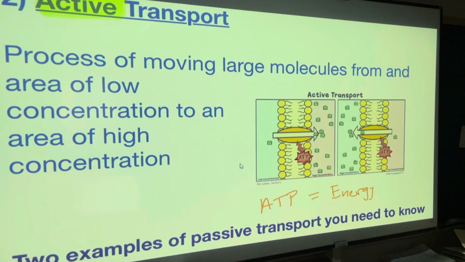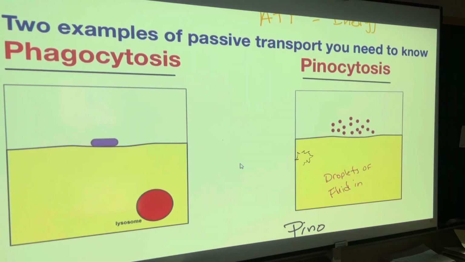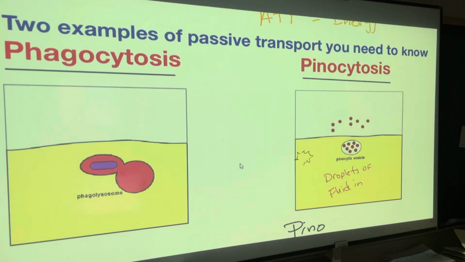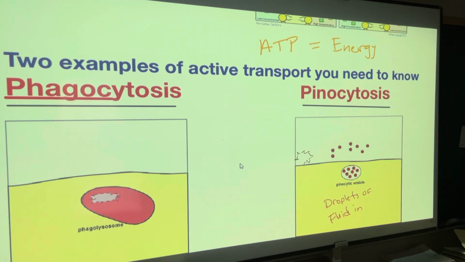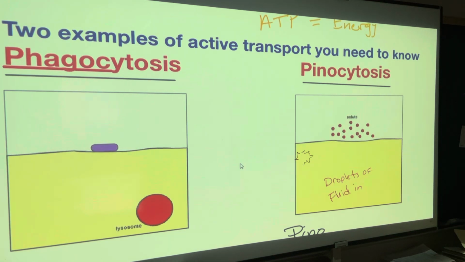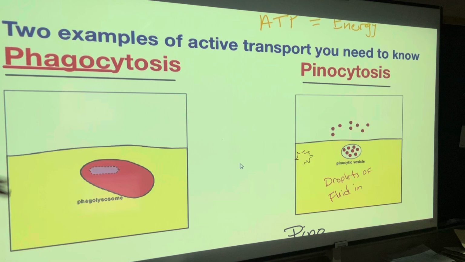Now, two examples, and then we're done. And this should be, let me change this quick, this should be active. Okay. So remember, if the particles are large, they just can't seep through the membrane. Or if they're really too polar, too positive or too negative, they're not going to seep through that membrane. And so the body's got to come up with an ingenious way to do it. And here are two examples of it that you need to know.